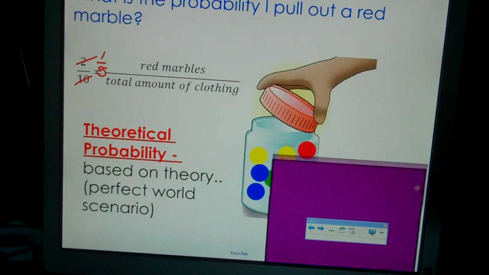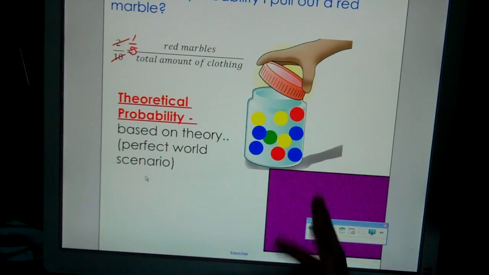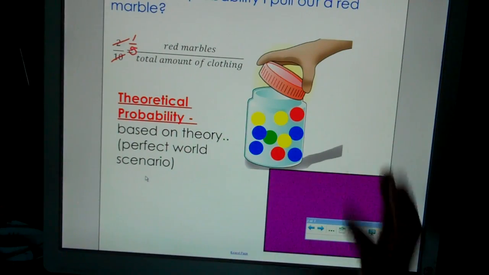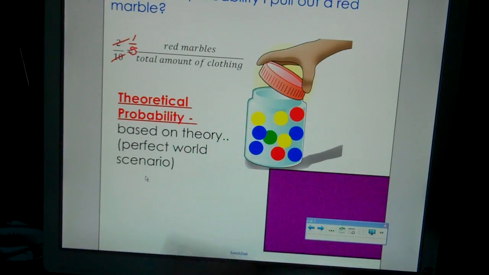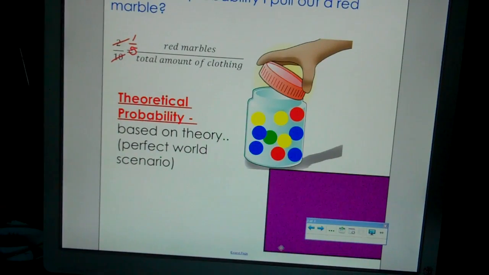This is a theoretical probability because it's based on a theory. It's the perfect world scenario. I have marbles in a jar. If I just randomly reach my hand in a perfect world, what is the probability I'm going to pull out red? I have done no experiment at all. I'm just reaching my hand into a jar. Okay, so theoretical is based on theory. I like to call it the perfect world scenario.